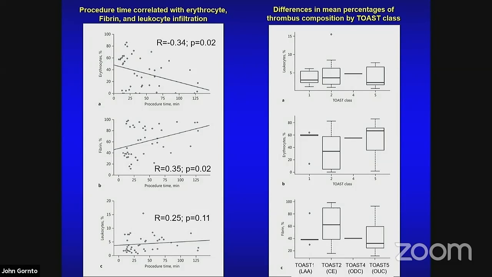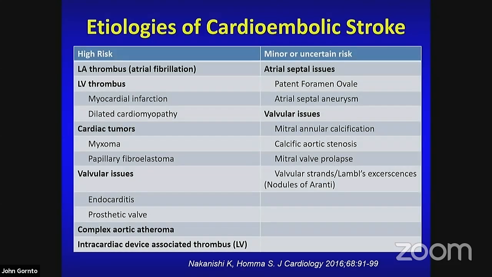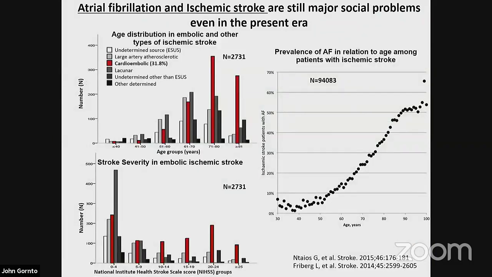And the difference in mean percent thrombus composition by TOAST class, we really didn't see that much difference. So if you look at cardioembolic stroke, 15 to 30% of strokes form from cardioembolic sources. These are more than I do, in a way. They can come from the left atrium, the left ventricular thrombus. They can be cardiac myxomas and valvular changes and complex aortic plaques. And I will show you some of these, not all of them, obviously.